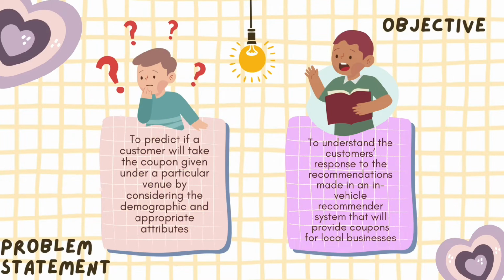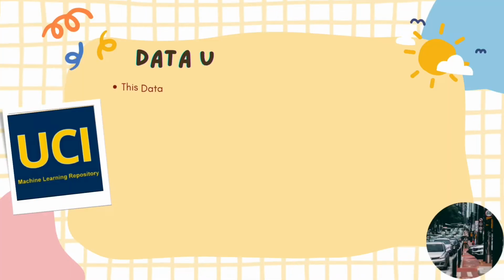The problem statement is to predict if a customer will take the coupon given under a particular venue by considering their demographic and appropriate attributes. The objective is to understand the customer's response to the recommendations made in vehicle recommender system that will provide coupons for local businesses. Data understanding.